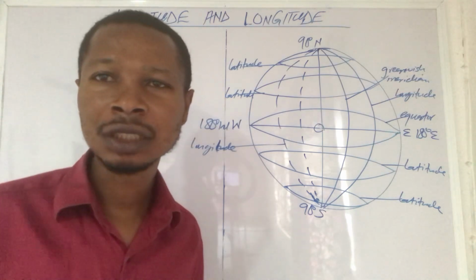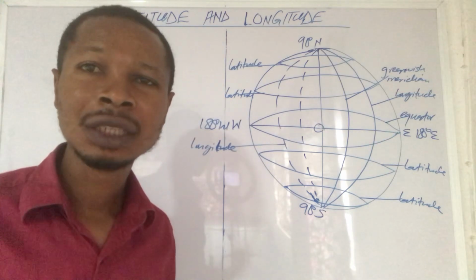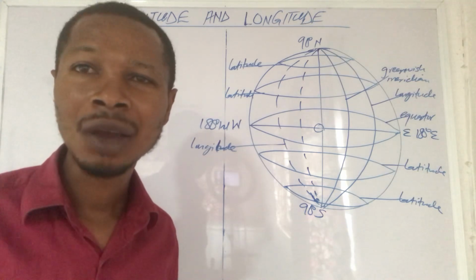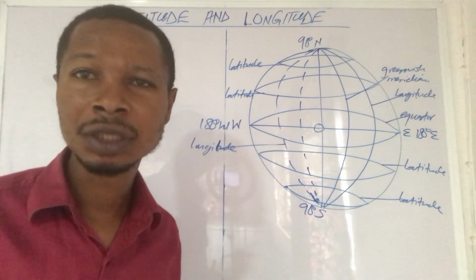So in the next episode of our teaching, we look at lines of longitude and latitude, and how they are used to locate points on the Earth's surface.